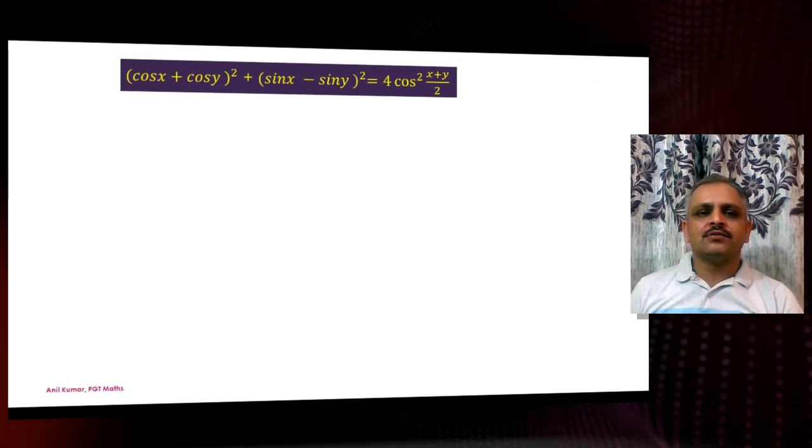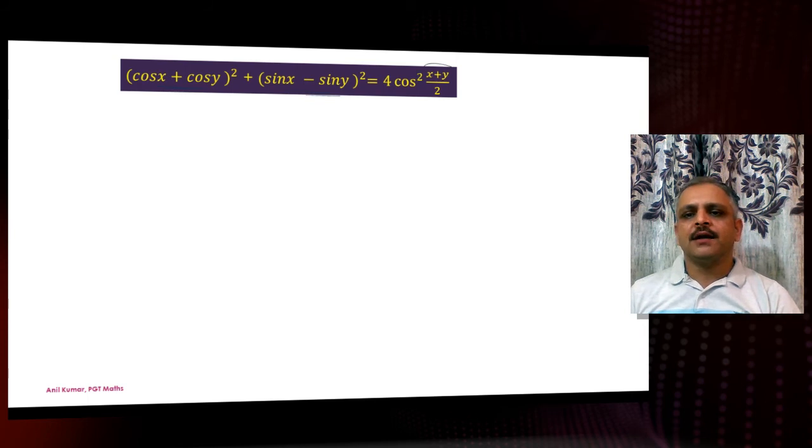Our next sum is (cos x plus cos y) whole square plus (sin x minus sin y) whole square, and we have to prove this is 4 cos square of (x plus y) by 2. So dear students, what we have to do, we have to observe it carefully. See, here my angles are x and y in both the terms, but in my answer, I need (x plus y) by 2. So how will I get that (x plus y) by 2?